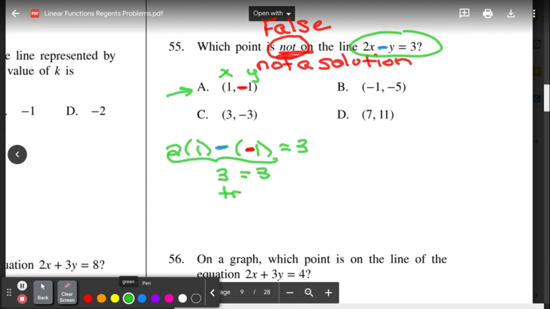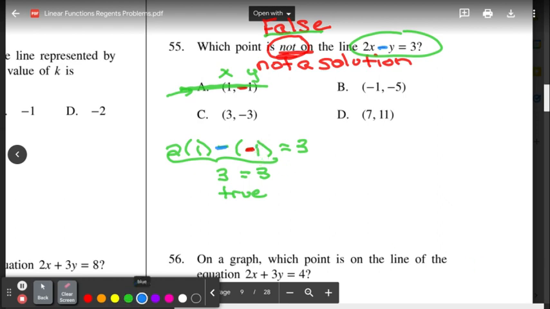This is true, and a lot of times on a test, students will pick this as the answer, but remember, we're looking for false. So now I'm going to pause the video. What I'd like you to do on your paper is substitute all the rest of the points in and see if you can find the answer. Then type it into your Edpuzzle question. If you're struggling, try your best, and then the video will play how to do the answer.